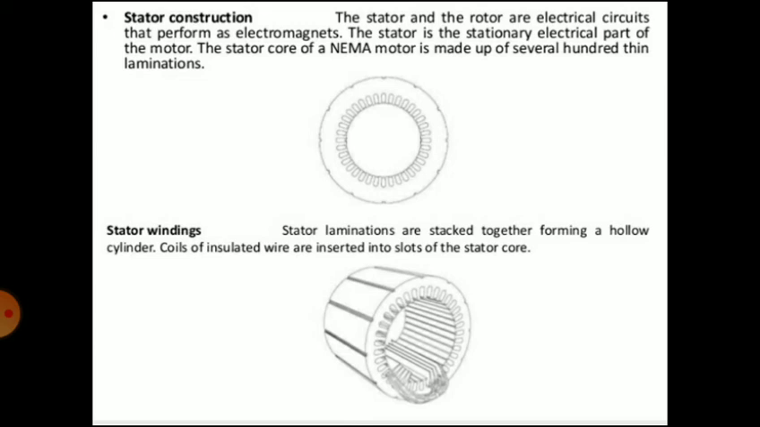So first is stator construction. The stator and the rotor are electrical circuits that perform as electromagnets. The stator is the stationary electrical part of the motor. The stator core in a NEMA motor is made up of several hundred thin laminations. So stator windings. Stator laminations are stacked together, forming a hollow cylinder. Coils of insulated wire are inserted into slots of the stator core.